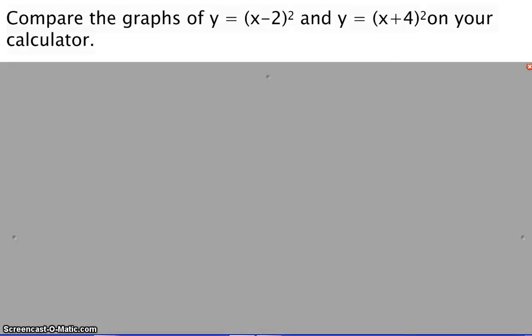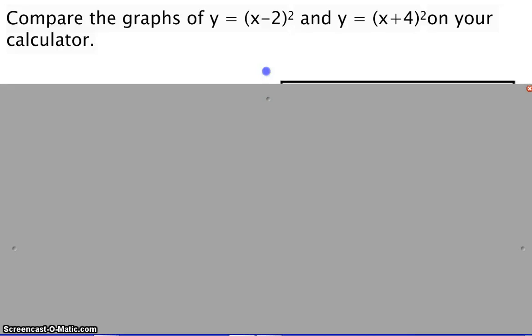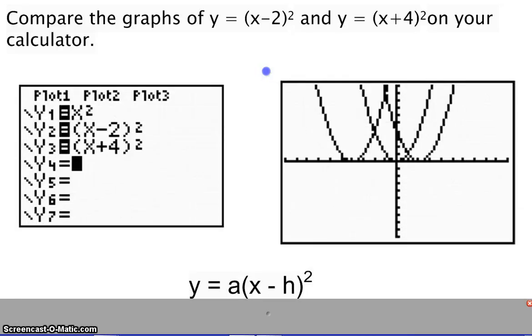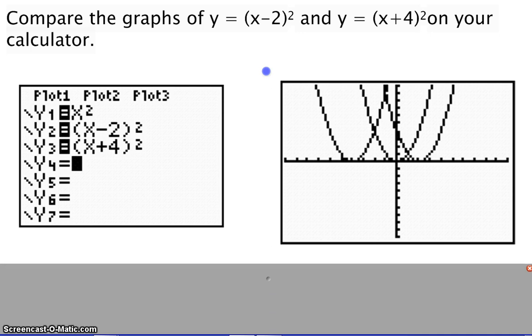Okay, what I would like you to do next is type those two graphs into your calculator. And then we will compare what those two look like. Okay, after you type those two graphs in your calculator, we should get, compared to the original of y equals x squared, we should get these graphs.